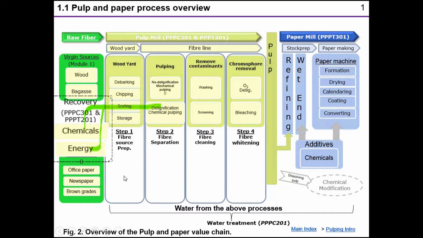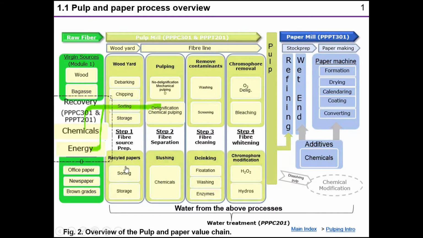Okay, so when we talk about recycling, the fiber source preparation step is basically a sorting step where we separate, say, newspapers from cardboard boxes. The fiber separation process is basically a slushing process in the presence of chemicals, but note it's not a cooking process, so it's different. Fiber cleaning is a little bit more involved because our fiber sources have ink on them.